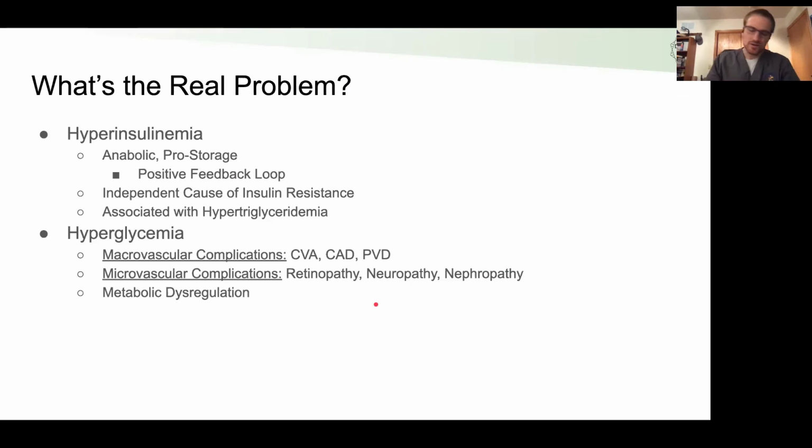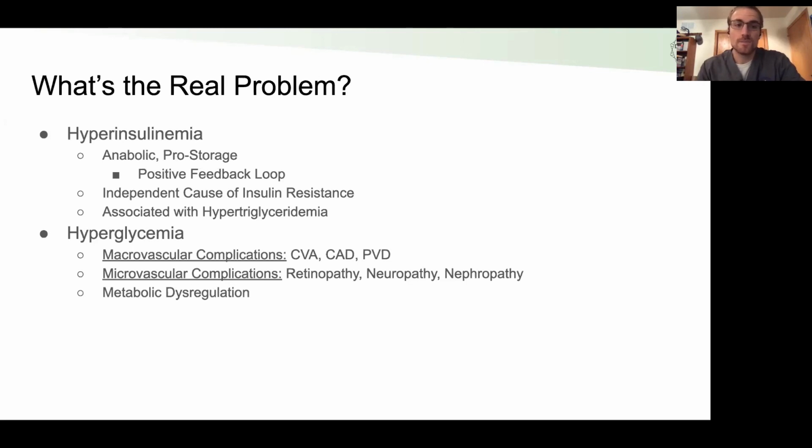So what's the real problem? Anytime we're treating something, we're not just treating a disease, we're treating a physiologic process. And so 2 main buckets that fall into for diabetes is hyperinsulinemia and hyperglycemia. Which of these is primarily responsible? It's a good question. We don't actually know. There's various contrasts in the literature of if one causes the other, if the other causes first.